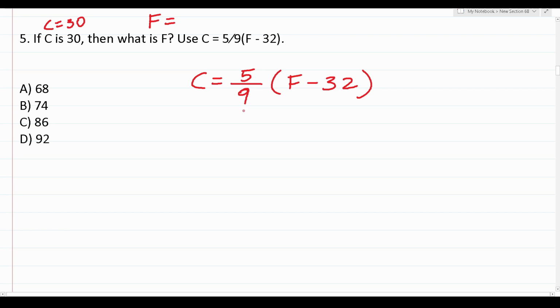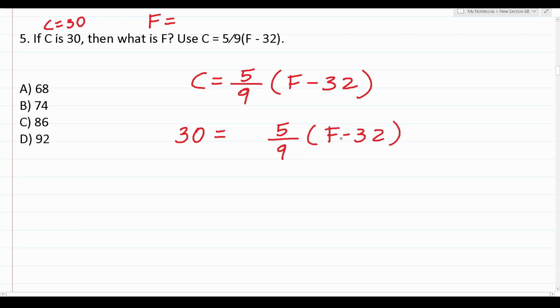or my video called Converting Celsius to Fahrenheit. In those videos, I show you everything you need to know to answer these conversion questions correctly. But that said, we're going to start by plugging in 30 in place of C. So this is 30 equals 5/9 times Fahrenheit minus 32.